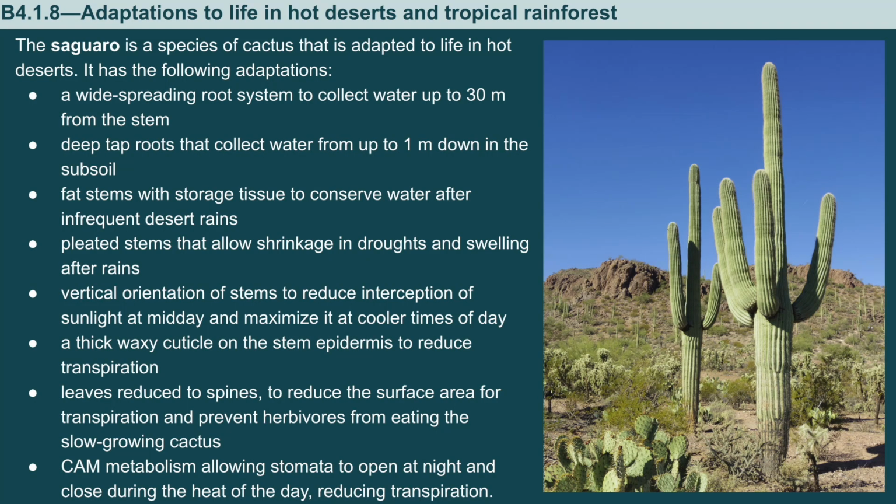It has a wide-spreading root system to collect water up to 30 meters from the stem. It has deep tap roots that collect water from up to 1 meter down in the subsoil. There are fat stems with storage tissue to conserve water after infrequent desert rains. The pleated stems allow shrinkage in droughts and swelling after rains. The vertical orientation of stems reduces interception of the sunlight at midday and maximizes sunlight at cooler times of the day. The thick waxy cuticle on the stem epidermis, or outside layer, reduces transpiration.